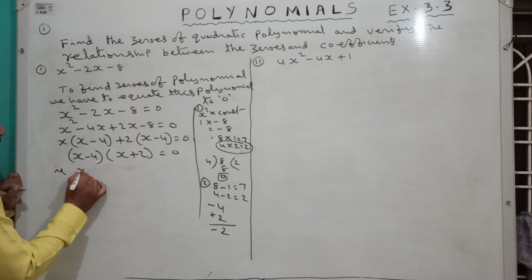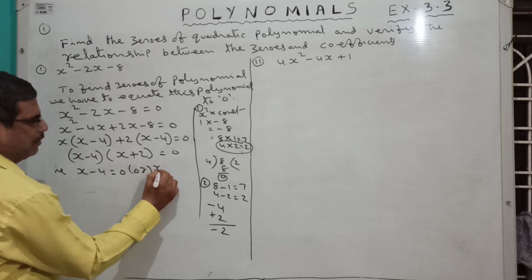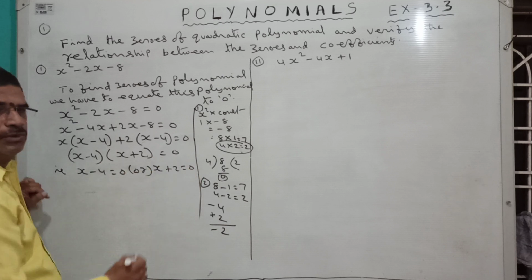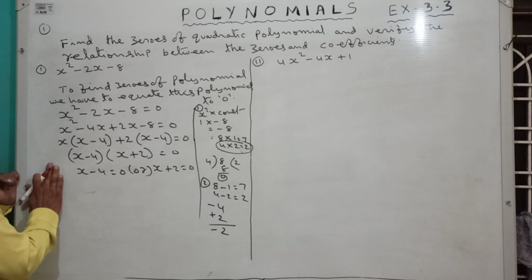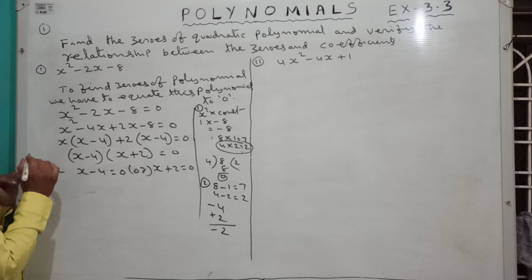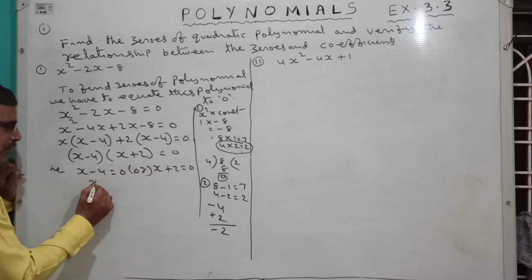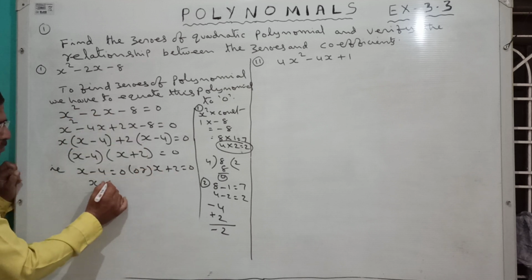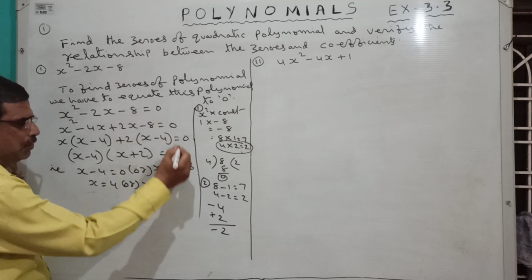So that is, either this value is equal to 0 or x plus 2 is equal to 0. That is, this is important. This symbol is called "that is". So this value is 0 or this value is 0. So x is equal to minus 4 plus 4, or x is equal to plus 2 minus 2.